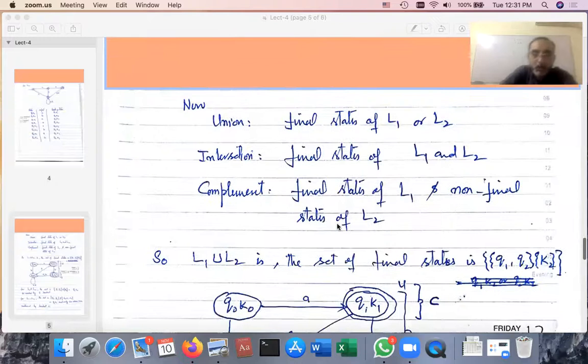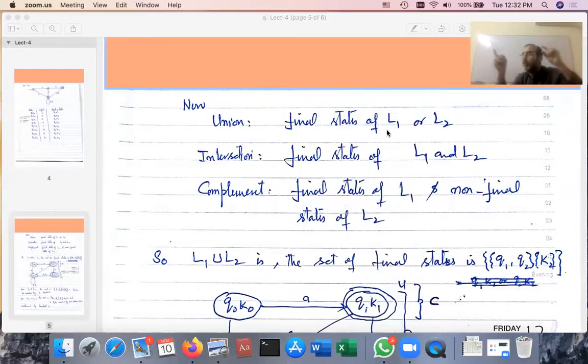And now revise your definitions for the union, intersection, and complement. Union is what? If you have two languages, L1 and L2, and you want to apply the union, then the general concept is that it includes all the strings of L1 and all the strings of L2.